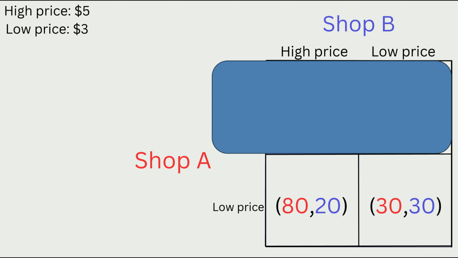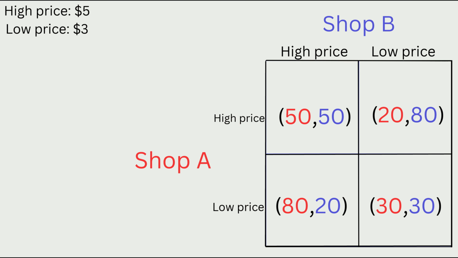So just like the first example we saw earlier, no matter what shop owner A charges, shop B will be better off charging low price, and so that's shop B's dominant strategy. All right. So what will be the Nash equilibrium here? The Nash equilibrium will be shop A charging low price and shop B also charging low price, where they earn $30 in revenue each.